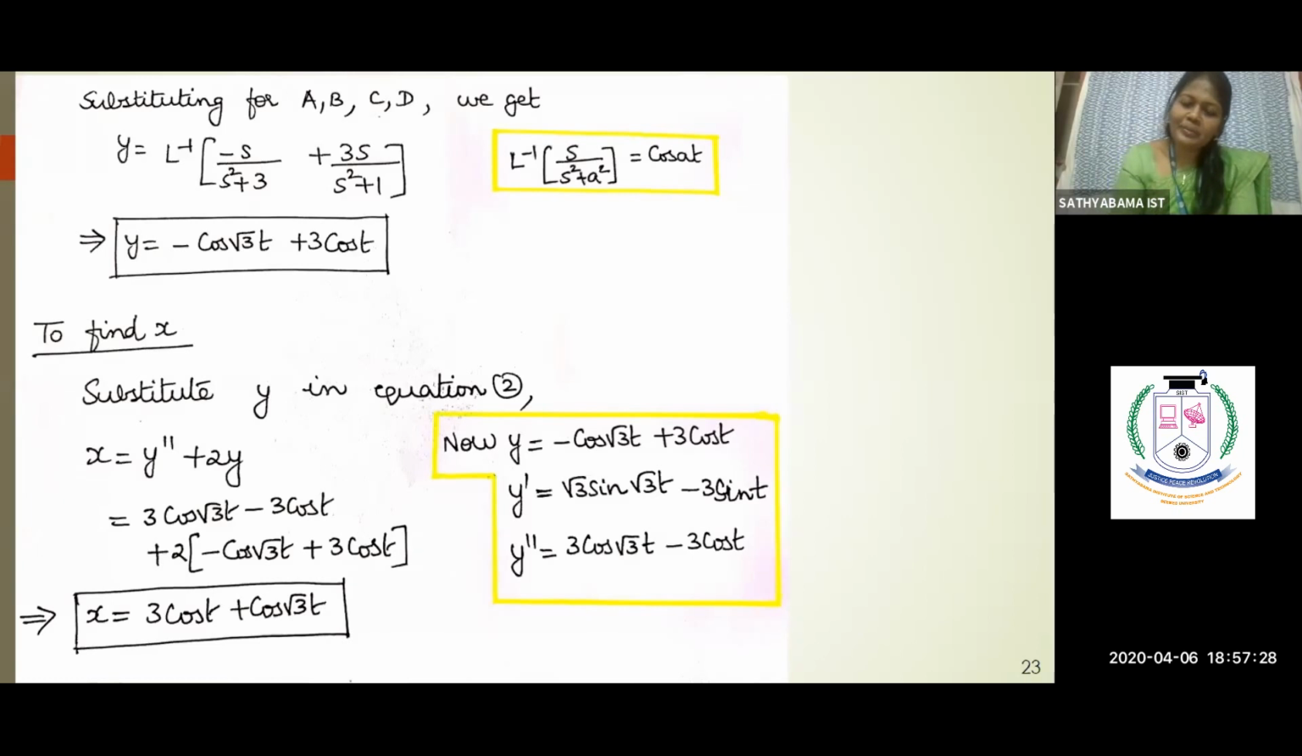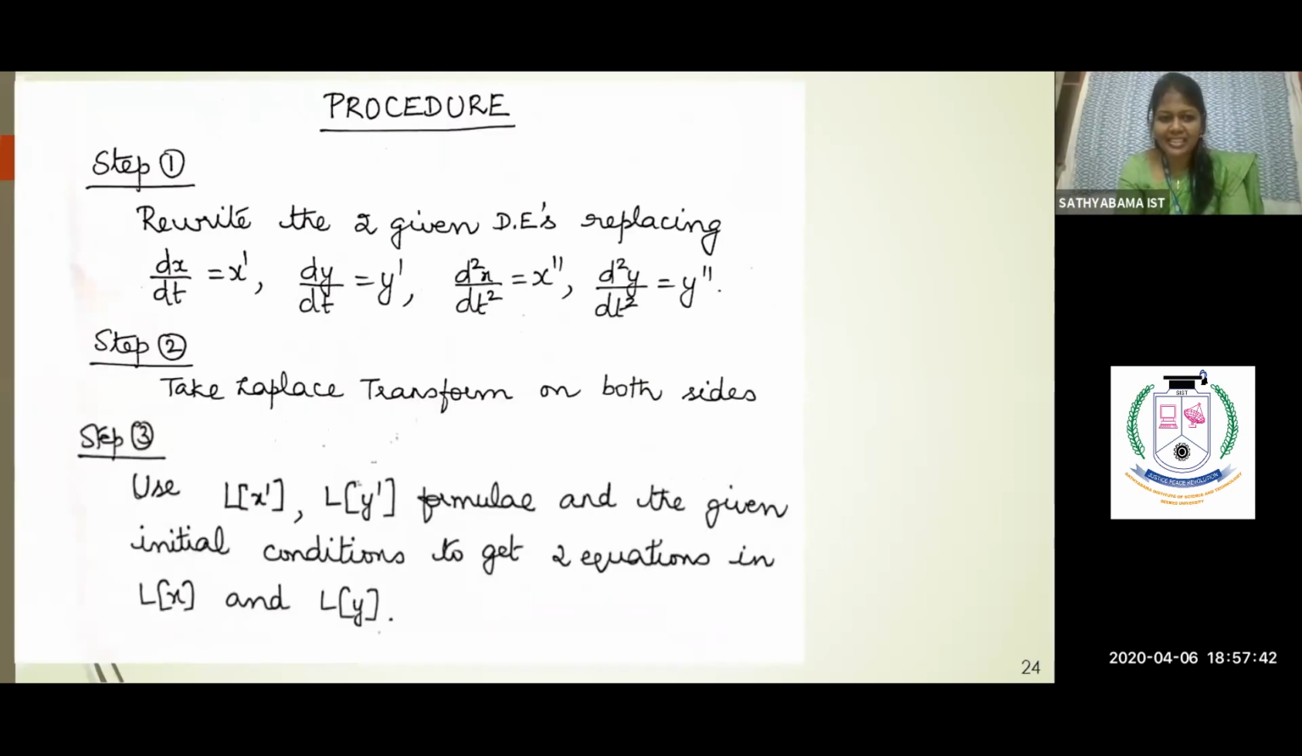So I hope this was clear. Solving simultaneous differential equations, we have covered all varieties of problems, and I hope you understand that if you follow it in steps, it's really easy. If you want me to summarize this, this is what I've summarized. Step 1, simply replace dx by dt by x dash, dy by dt by y dash, d square x by dt square by x double dash, d square y by dt square by y double dash. That's the first step.